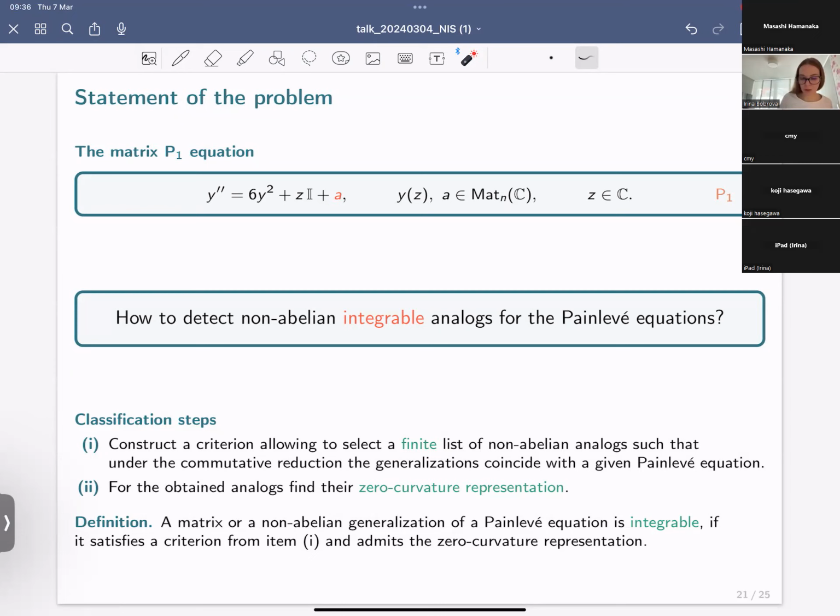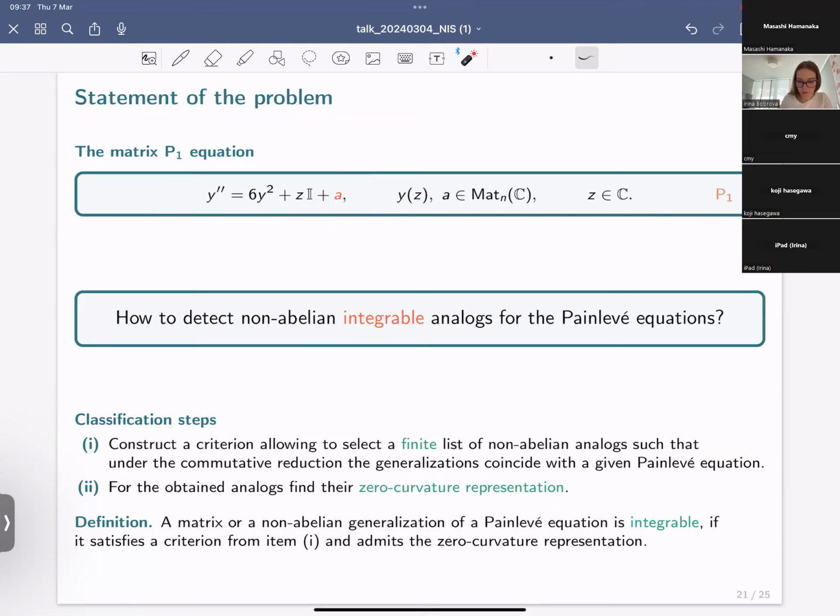For instance, if we look at this Painlevé-1 equation and send the size of the matrices to 1, then our constant A can be absorbed by a shift of the variable z, and we arrive at the well-known first Painlevé equation. And in order to justify the integrability of our non-abelian analogues, we need to present their zero curvature representation or their Lax pairs.